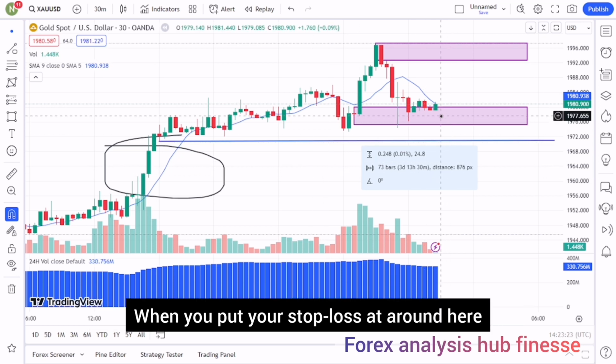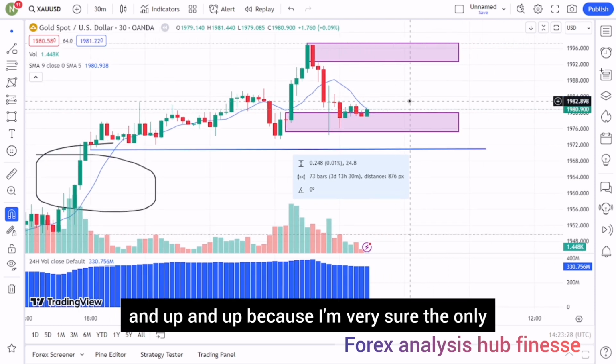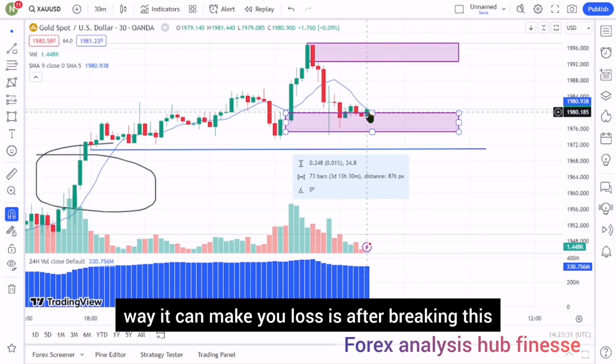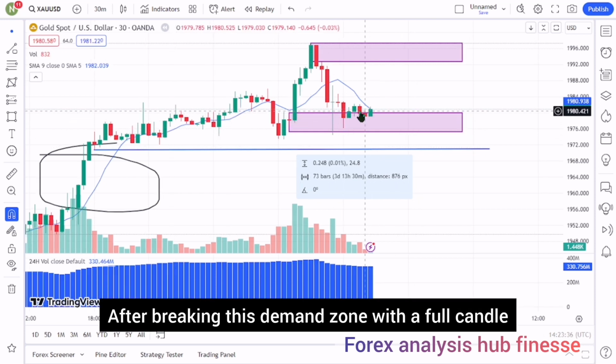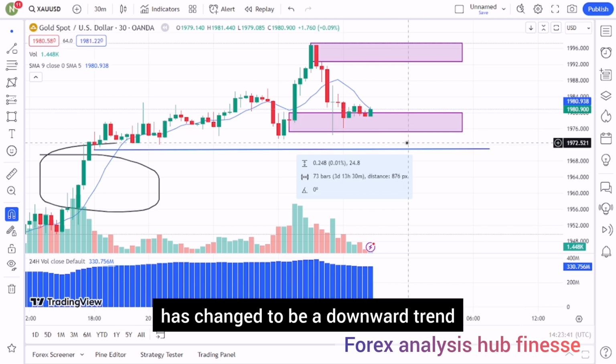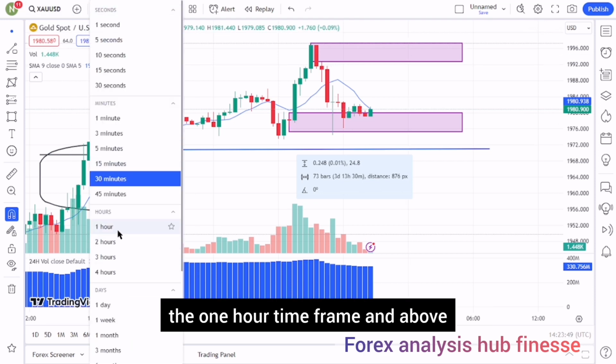When you put your stop loss at around here, then you can enjoy your profits up and up and up. Because I'm very sure the only way it can make you lose is after breaking this demand zone. After breaking this demand zone with a full candle, that shows that the trend has changed to a downward trend. And a downward trend you can confirm using the 1 hour time frame and above.